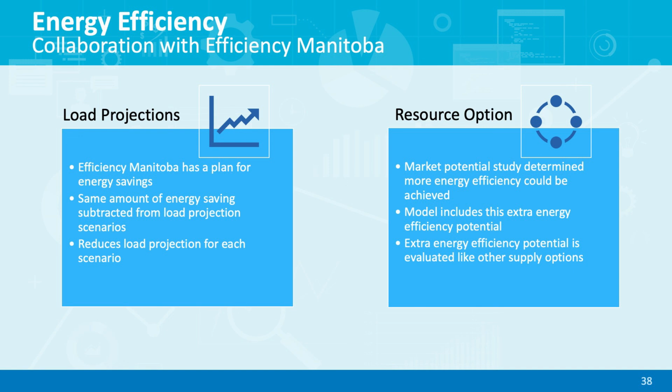Second, a market potential study determined that more energy efficiency could be achieved. This extra energy efficiency potential is included in the model and competes on a level playing field with other resource options. By having this in the model, it can select extra energy savings as an option to meet future energy needs. This is above and beyond what is already assumed elsewhere.